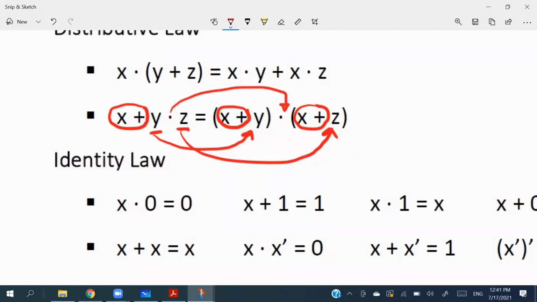Right? So that means if something is alone and you are doing an OR operation with a bundle which is doing the AND operation together, x alone in OR with y dot z, we can decompose those: x plus y, the part of the multiplication, dot x plus z, the other part of the multiplication.